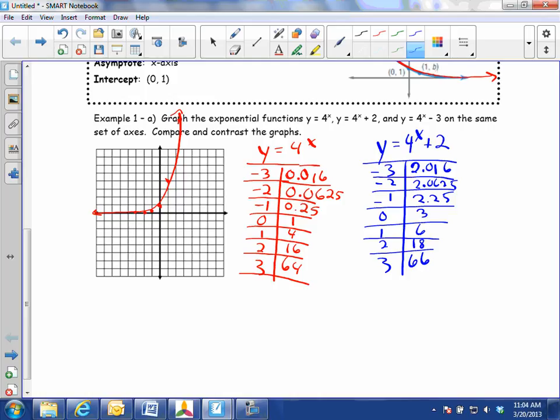So in our first one, our asymptote was at the x-axis, at 0. What's our asymptote in this case? 2. Yep, 2. How did you know that? Because if I kept going with the negatives, -4, -5, -6, I get closer and closer and closer to 2. My graph is just going to keep going closer and closer to 2, but not actually going to get there.